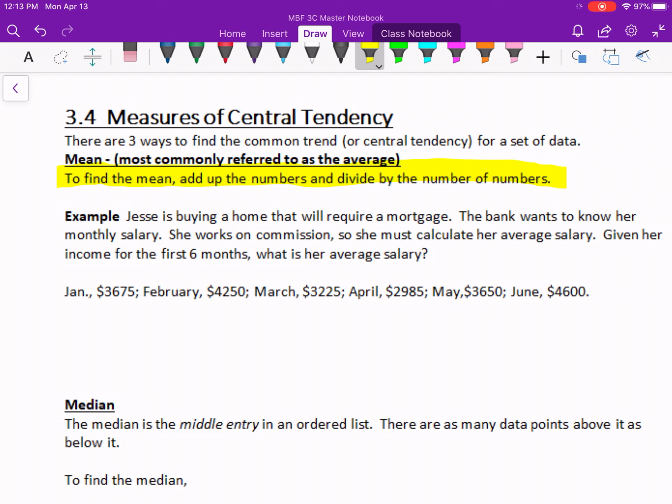Remember, commission, in case you didn't know, is where you get paid a percentage of what you sell. So maybe your commission is 10% of your sales, or maybe it's 5%, maybe it's 20%, depends on what you're selling. So she gets a commission, which means that she doesn't always get paid the same amount each month. What she gets is based on how much she's sold. Given her income for the first 6 months, what's her average salary?